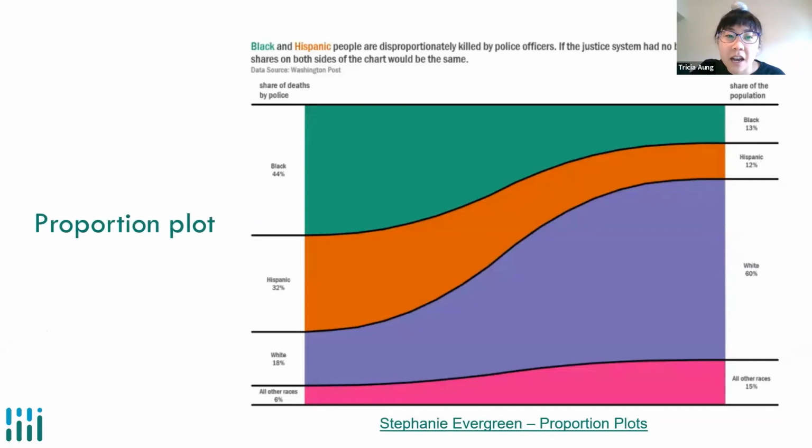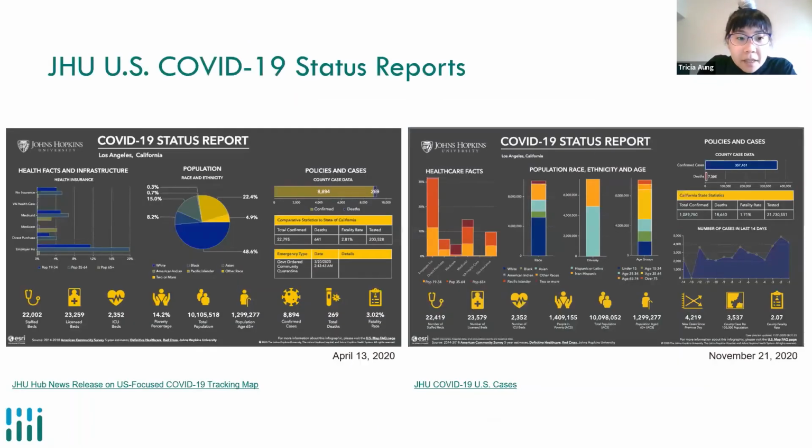And then finally, a new type of option that has come up in terms of comparing two different categories of data is this proportion plot. And the proportion plot is very similar to the slope graph that I mentioned earlier in the lecture. And so on the two different sides of the graph, you have share of deaths by police and share of population. And so we're comparing two different types of proportions. And these proportion plots can be done in Excel. And I think there's a link to a tutorial on how to do that.